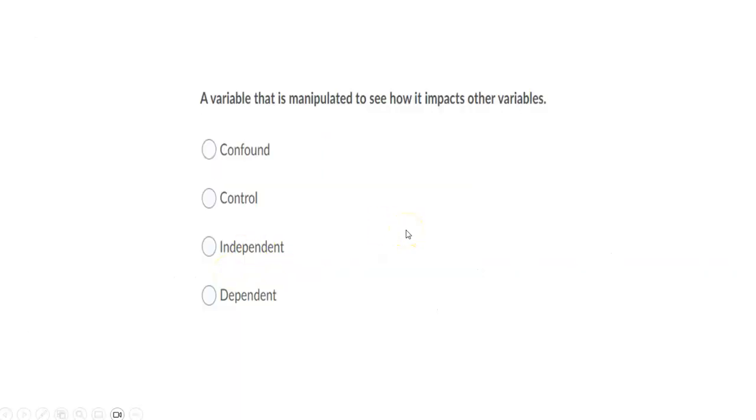So now we have some quizzes to check your knowledge until now. So let's do this. A variable that is manipulated to see how it impacts the other variables. That is an independent variable.